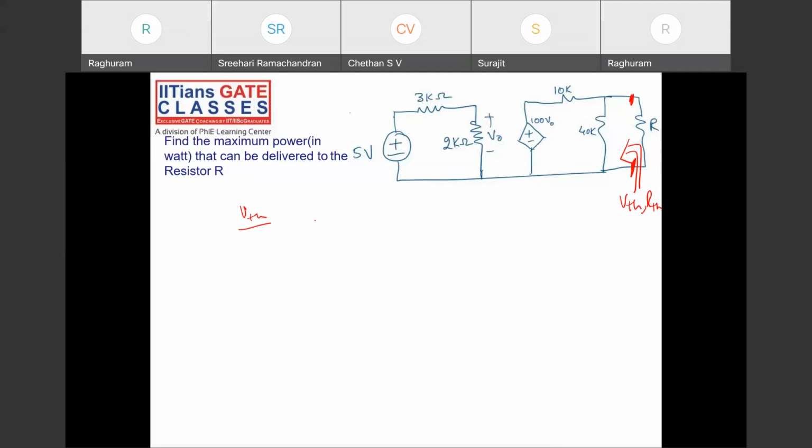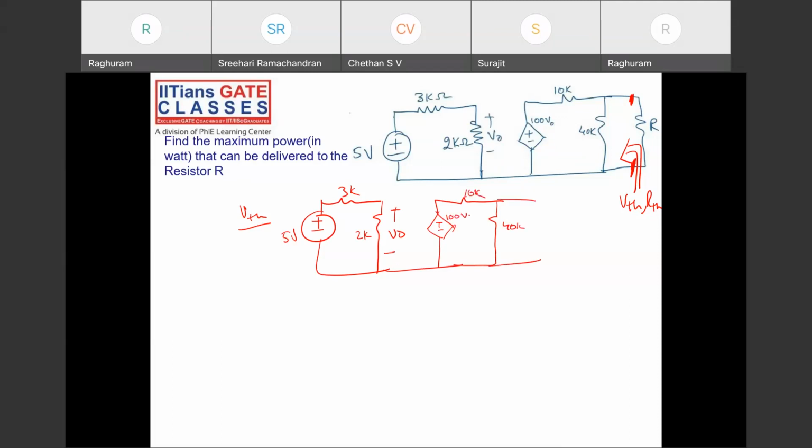okay, V Thevenin. 5 volts, 3K and 2K, V naught. This is 40K and 10K. This is 100 V naught. So what is V naught from this? 5 volts, 3K and 2K. Directly V naught is by the voltage division rule. These two are in series. 5 into 2 by (3 plus 2), this is nothing but 2 volts. V naught is 2 volts.